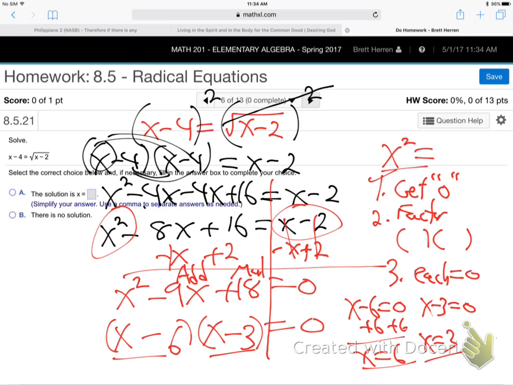Now's where I have to tell you, unfortunately, we're not done. One of those is a bad answer. We have to throw one of those away. One of them's good, but one of them is bad. You have to check your answers on these. These are pretty long. These are pretty hard. You have to check your answer.